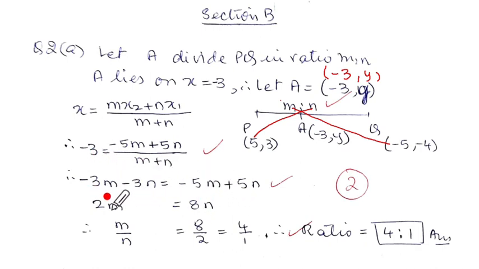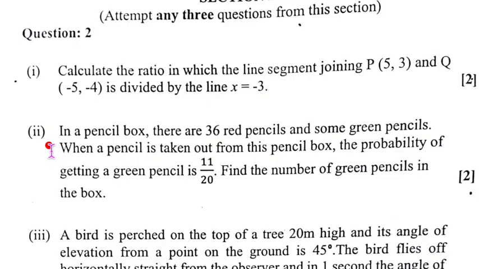Take all m's this side. So we will have 5m minus 3n, and this comes this side, so it becomes 8n. So n divides from this side, it divides here. So we'll have 8 upon 2, that is 4 upon 1, and the ratio is 4:1, and that is our 2 mark question.